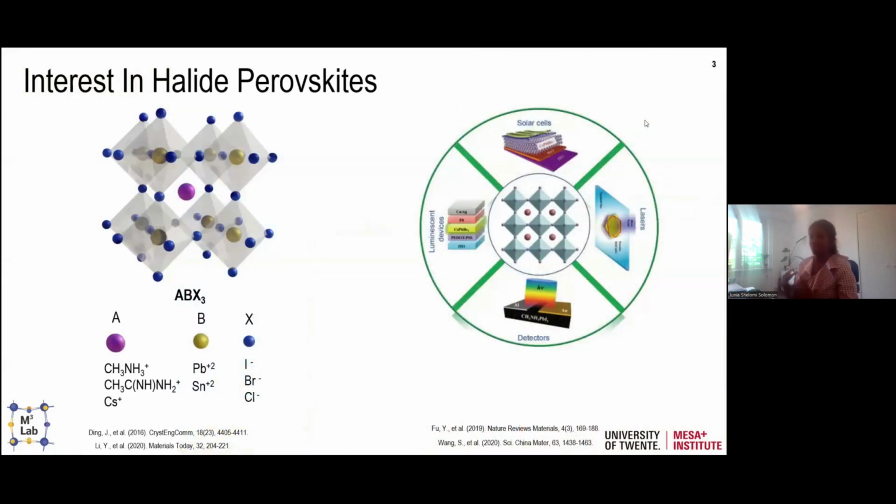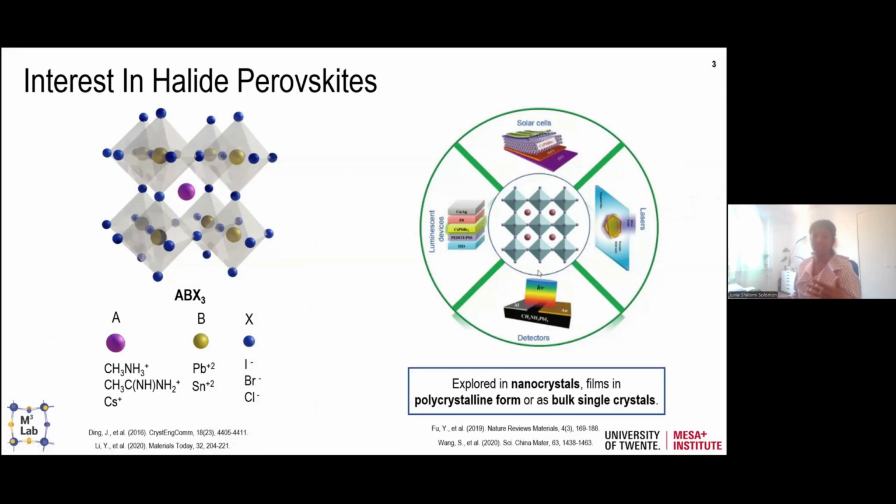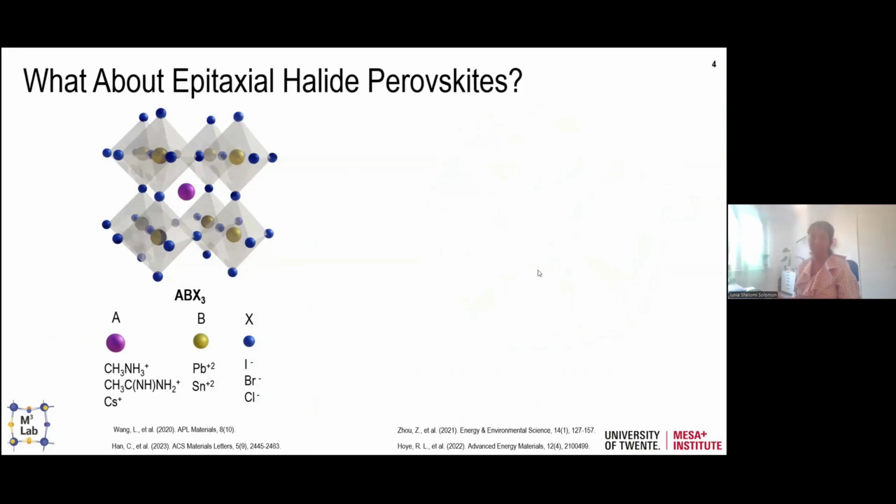You know how halide perovskites have the ABX3 perovskite structure and all their cool, amazing properties that make them very interesting for investigation for solar cells, lasers, and many more applications. But all these applications are being explored in their nanocrystal form, in polycrystalline thin films, or as bulk single crystals. But what about epitaxial halide perovskites?